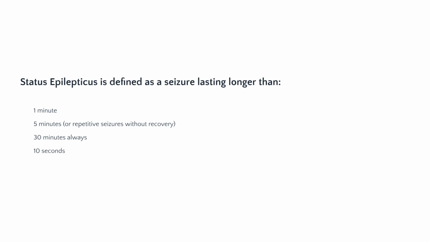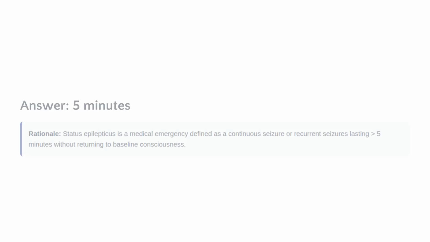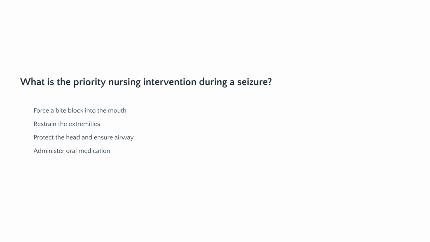Status epilepticus is defined as a seizure lasting longer than? The correct answer is 5 minutes. Status epilepticus is a medical emergency defined as a continuous seizure or recurrent seizures lasting over 5 minutes without returning to baseline consciousness. What is the priority nursing intervention during a seizure?